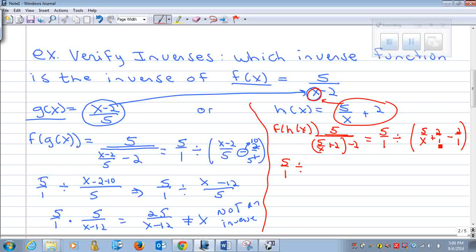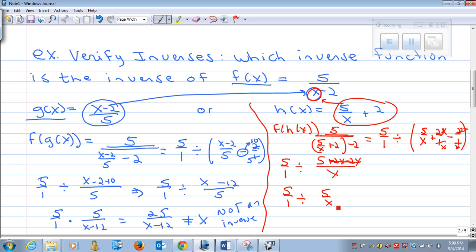So if you make this an x, this is going to be a 2x. And if you make this an x, it's going to be a 2x. But look what happens. You're going to have everything over x, and at the top you're going to have 5 plus 2x minus 2x. So that's going to cancel out. So you have 5 over 1 divided by 5 over x.